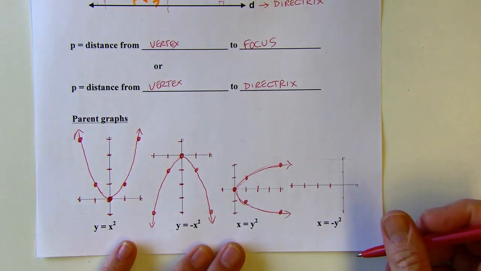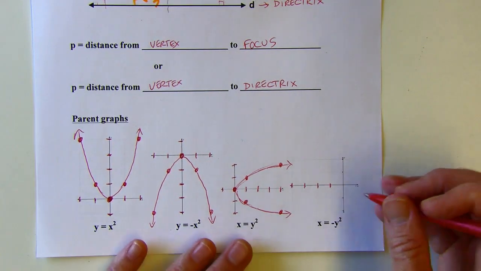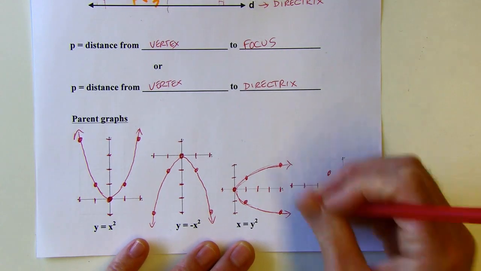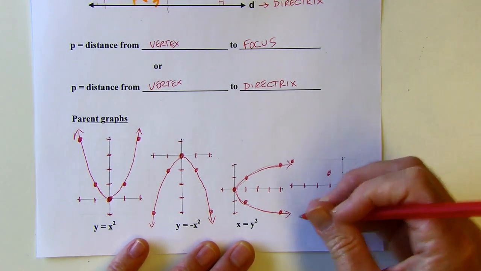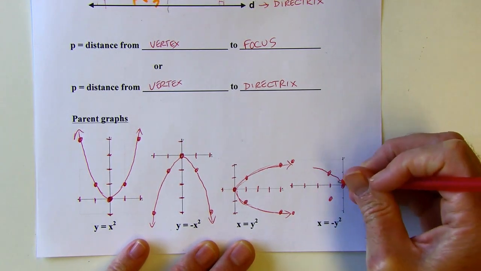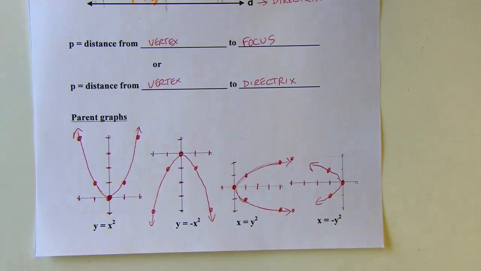Okay, and you can probably guess what's going to happen here. This one's going to open to the left. Shouldn't put those so close together. Maybe I'll just draw this much of it so it doesn't look like it forms a big ellipse there.